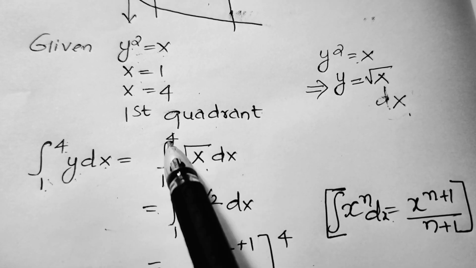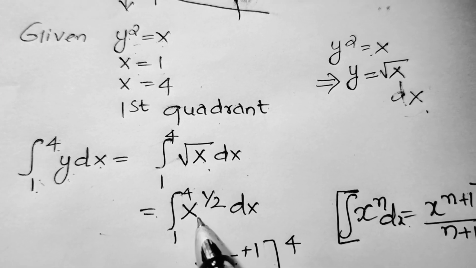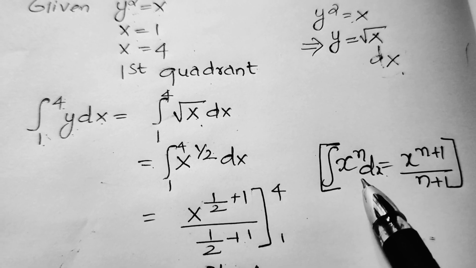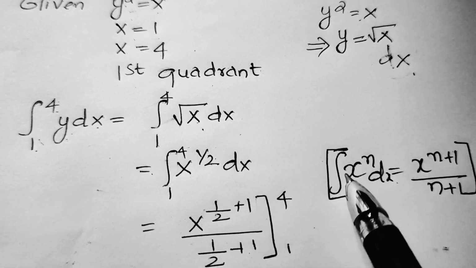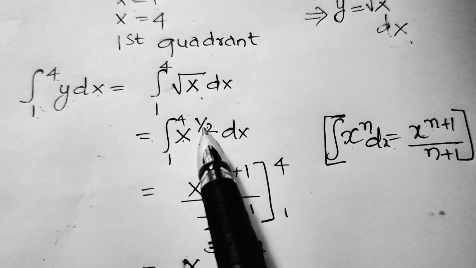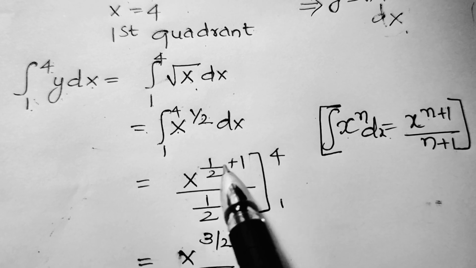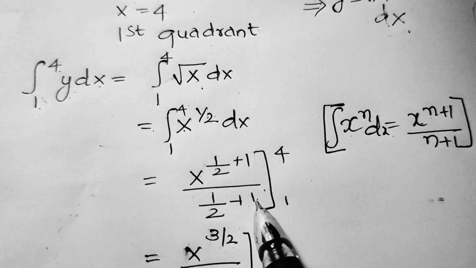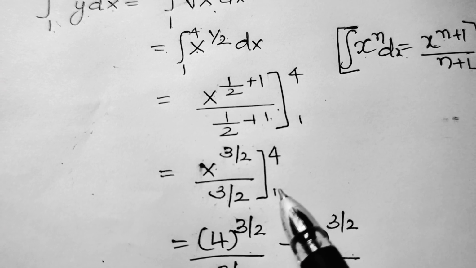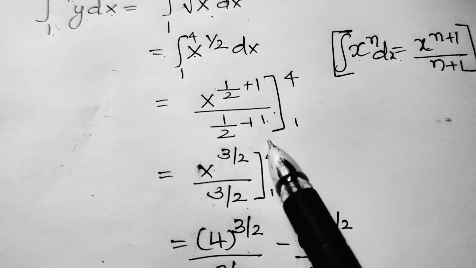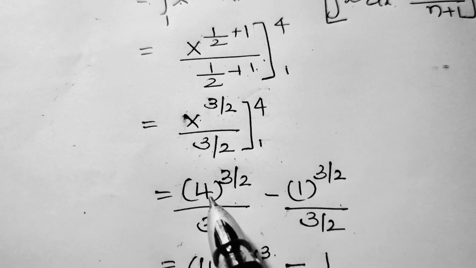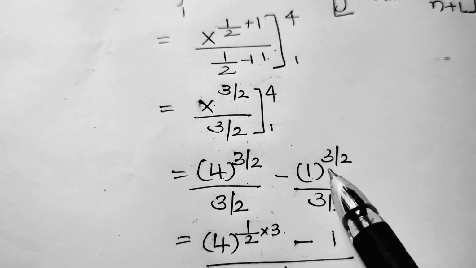Now we are going to integrate it from 1 to 4. What is root x? It is actually x raised to 1 by 2. So the integral of x raised to 1 by 2 can be found by the general formula, that is the integral of x raised to n is x raised to n plus 1 by n plus 1. So x raised to 1 by 2 integral becomes x raised to 1 by 2 plus 1 divided by 1 by 2 plus 1. That is x raised to 3 by 2 by 3 by 2. Now we need to substitute the limits 1 to 4. First we substitute the upper limit, then the lower limit. So the upper limit is 4 here. That means 4 raised to 3 by 2 by 3 by 2 minus 1 raised to 3 by 2 by 3 by 2.